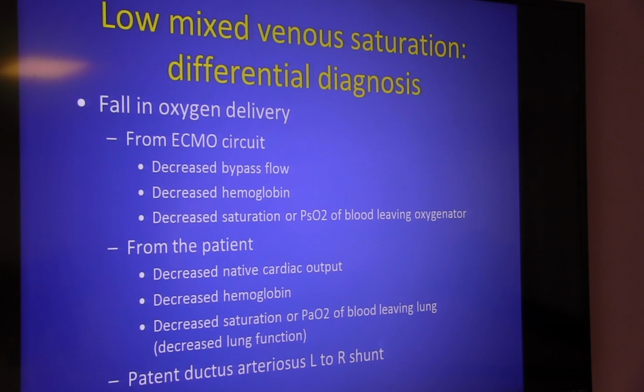And then from the patient, do you have decreased native cardiac output? This is where your PaO2 can be really high, but if you're in stat crit and your mixed venous sat is low, you know you have decreased native cardiac output. You may need to increase your flow in order to improve your oxygen delivery. And then again, decreased hemoglobin or decreased saturation of PaO2 leaving the blood. You can also get in trouble with the PDA with the left to right shunt, but typically not in our patients.